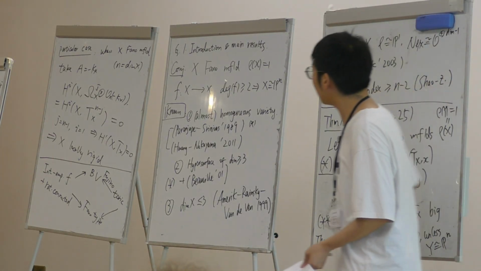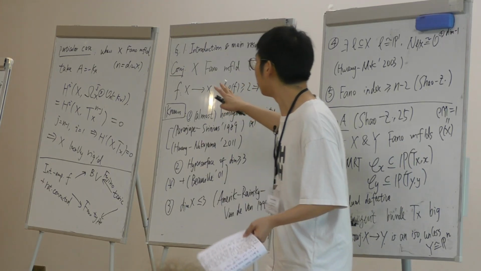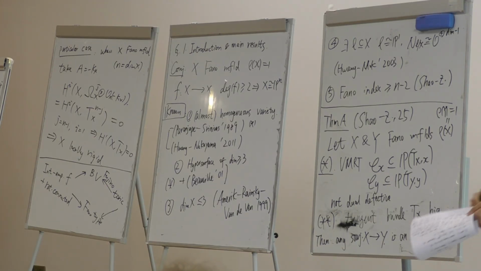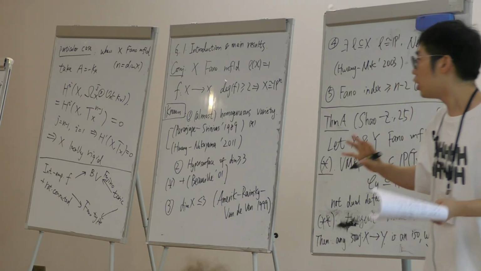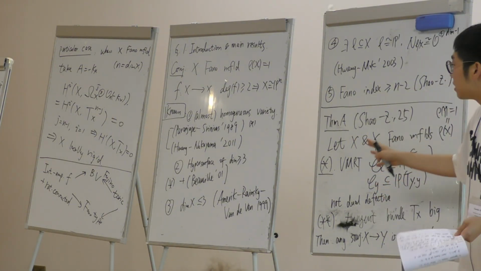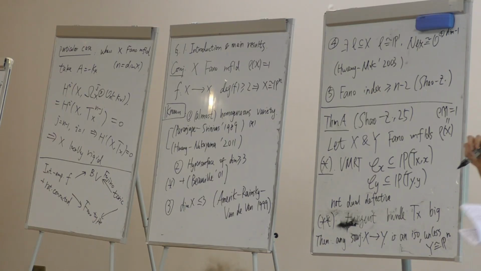So in particular, it implies this conjecture when the VMRT of X is not dual defective and X has big tangent bundle. Later on, I would like to use this theorem to further develop, under the dynamical assumption F, whether we can obtain some positivity of X, so that we can use this theorem to solve this conjecture.